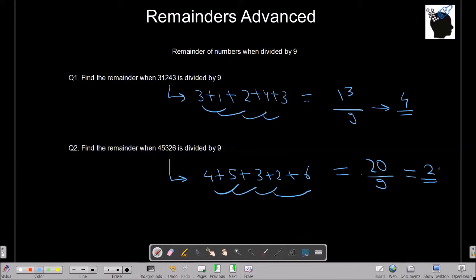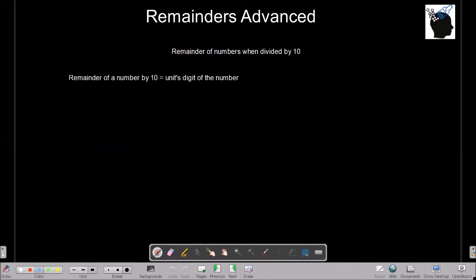Now let's see how we can find the remainder of a number when we are dividing it by 10. When you divide a number by 10, the remainder is the same as the units digit of the number. This is probably the easiest one. So let's try to find the remainder of 123 divided by 10. And what we are saying is the remainder will be the same as the units digit of this number, which is nothing but 3. Let's try some examples.